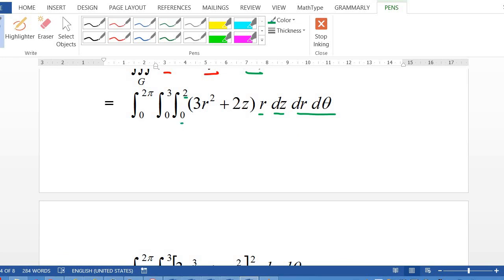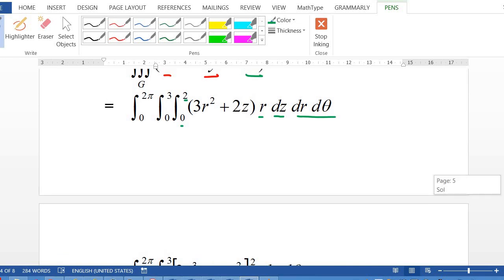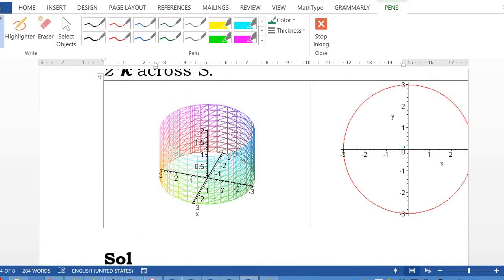For dr, because this is a cylinder, x squared plus y squared equal to 9, you have the projection of a circle with radius 3 units. That's why your r is from 0 to 3. And then you rotate the r a full cycle, so theta is from 0 until theta equal to 2 pi.